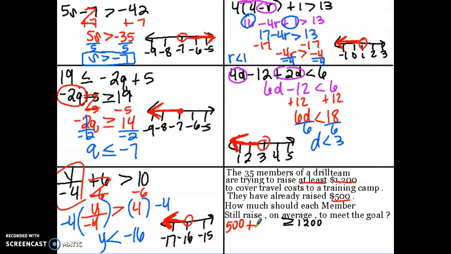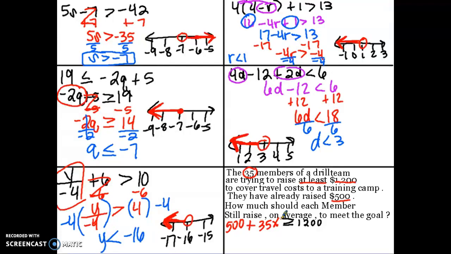How much should each member still raise on average to meet the goal? Well, we have to think, how many members do they have? They have 35 members times however much they need to make. So we're going to have 500 plus 35x is greater than or equal to 1,200.